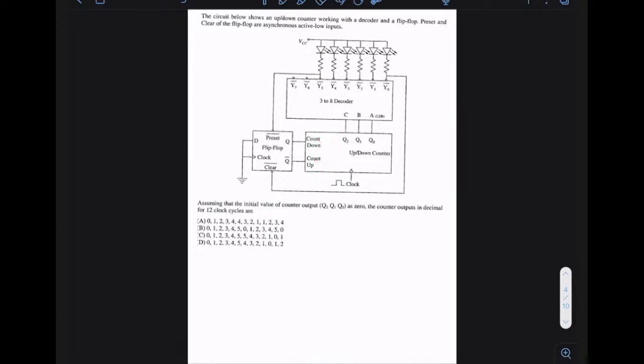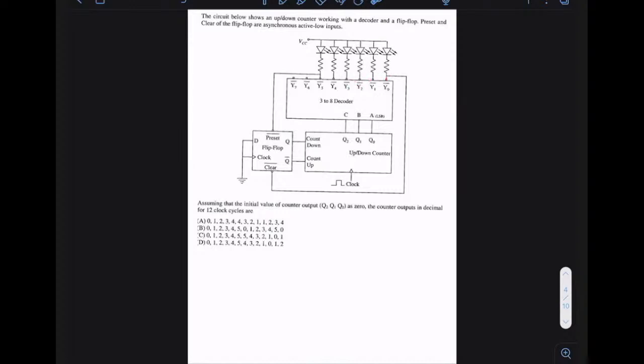So when this Q is 1, the counter will work in down mode, and when this Q bar is 1, the counter will work in up mode. These are active high pins, as you can see here. It will never happen that both of them are 1, because Q and Q bar are complements of each other: if one is 1, the other is 0, and vice versa. And again, it's a decoder, but what kind of decoder? This is definitely an active low decoder. How do you know this? From the symbol itself, we know this is an active low decoder.